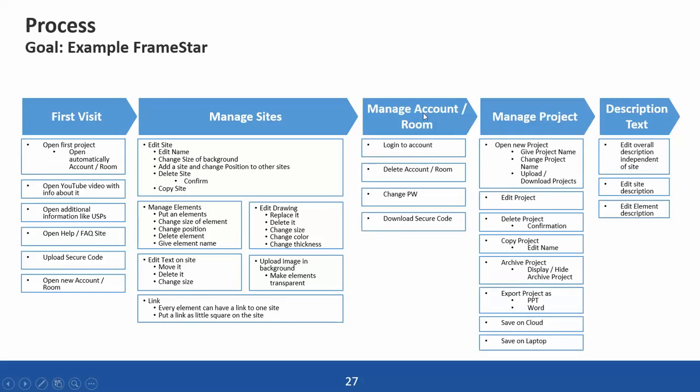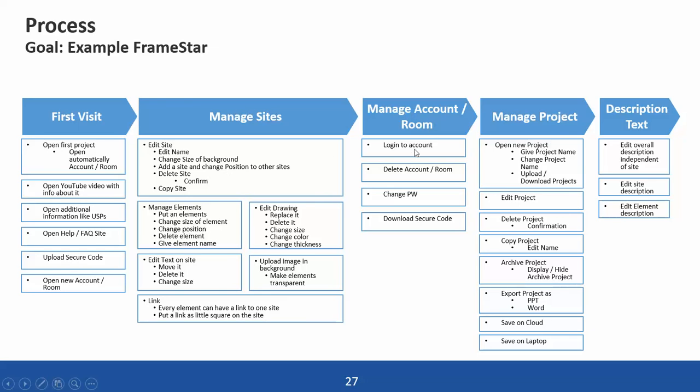The user has to manage an account room, log in, delete the account, change a password, download the secure kit, manage project and description. So you can see, like I said before, I've gone through every step thinking what is the first thing that the user will do. Open a first site with an automatic room, and then edit and manage the site, adding some elements and so on.